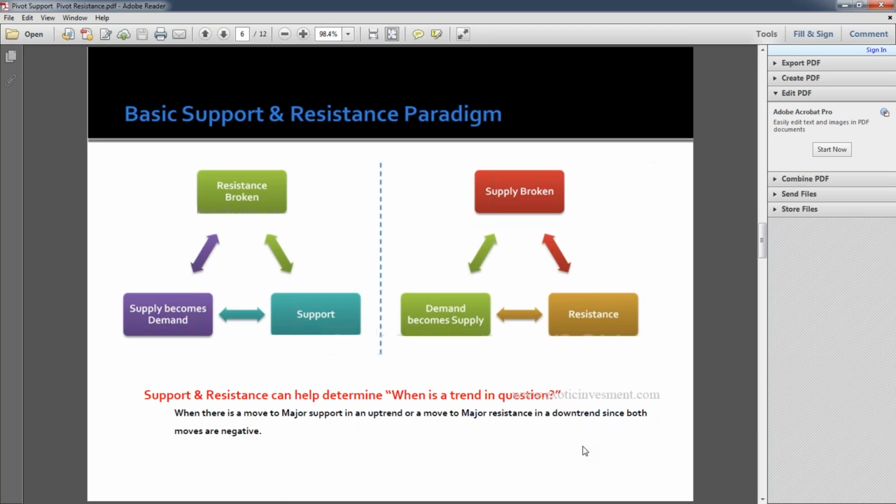Okay, so what it means, when there is a move to the major support in an uptrend. When it is an uptrend, what happens? The market has to keep on going higher. So that is what we think, right? However, there is a retracement. As per Elliott wave theory, if the market does not retrace at least till the Fibonacci level of 61.8%, then it is not considered a retracement.